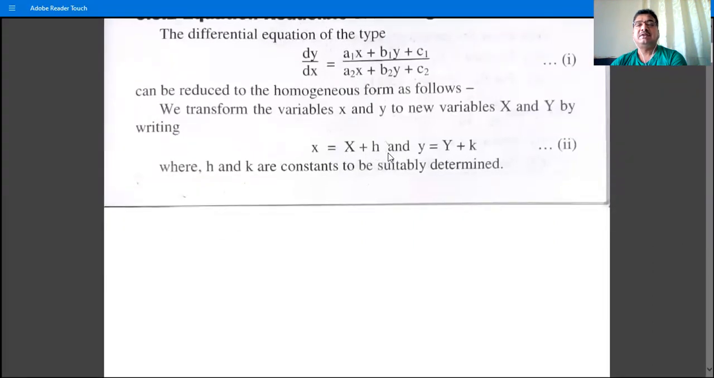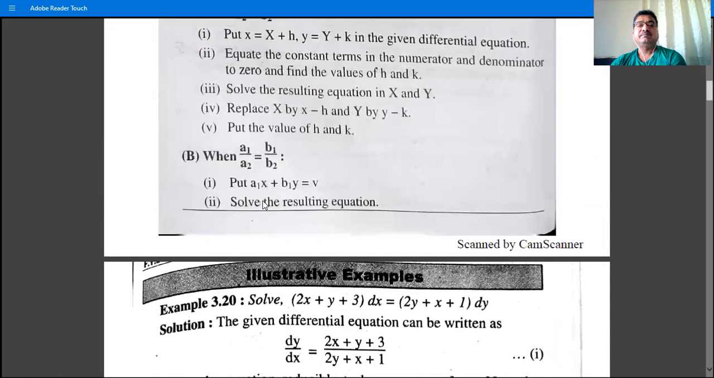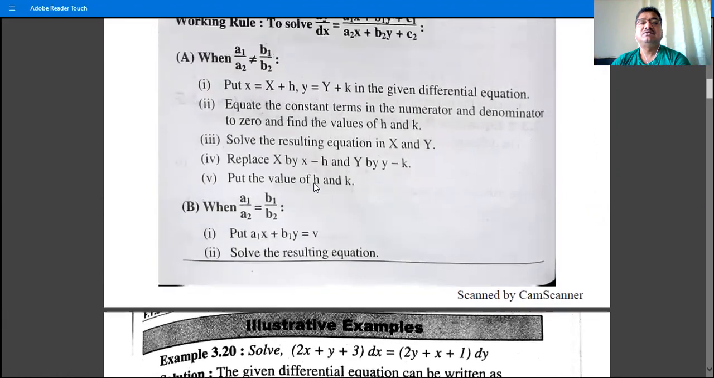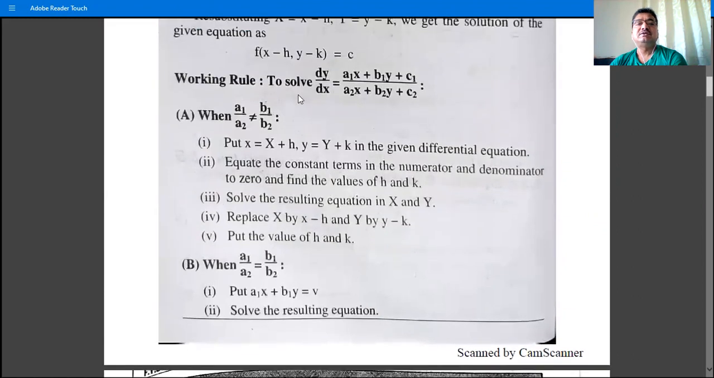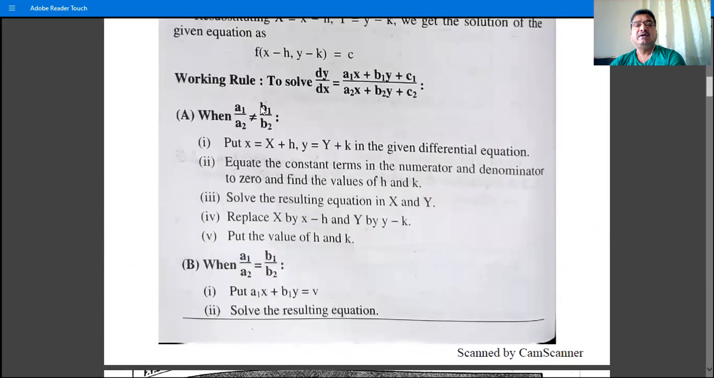Substitute x is equal to capital X plus h and small y is equal to capital Y plus k if a1 by a2 is not equal to b1 by b2. But if a1 by a2 is equal to b1 by b2, then substitution is a1x plus b1y is equal to v. So there are two sub methods to solve such a type of examples: if a1 by a2 is not equal to b1 by b2, and if a1 by a2 is equal to b1 by b2.